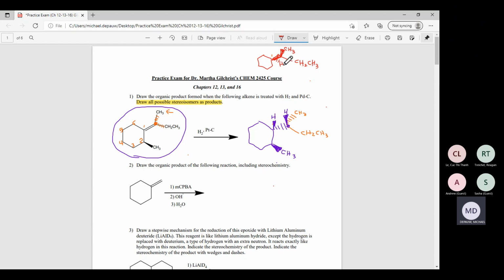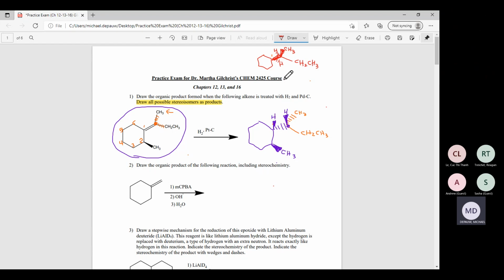And then, of course, once again, the hydrogen, it's in the back. Both hydrogens are in the back because they both came in from underneath. Does that make sense?